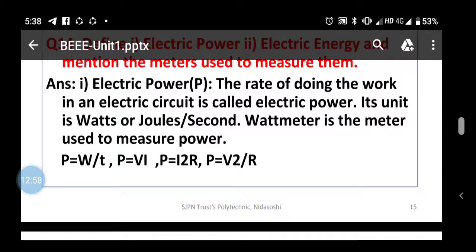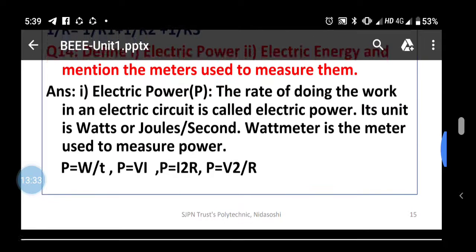By Ohm's law, V is equal to I into R. If you substitute V is equal to I into R, another equation for power we get is I square into R. It is typed as I2, but you consider it as I square. Similarly, if you use I is equal to V by R by using Ohm's law, then the third equation of power we get is P is equal to V square divided by R. It is printed as V2, you consider it as V square divided by R. Okay, now this is electric power.